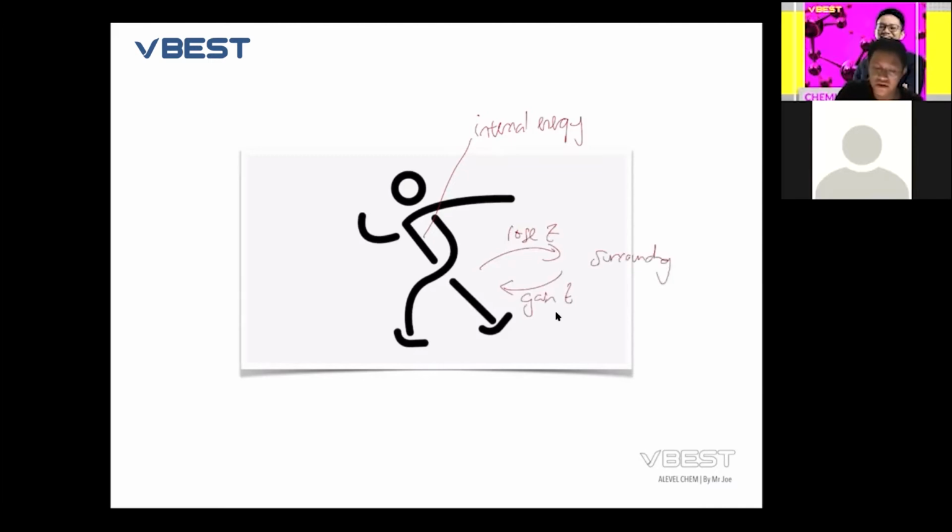This is all enthalpy, delta H. So whether you lose energy, it's going to be exo, or whether you gain energy from the surroundings, then it's going to be endo. So those are what you learn as the enthalpy change.